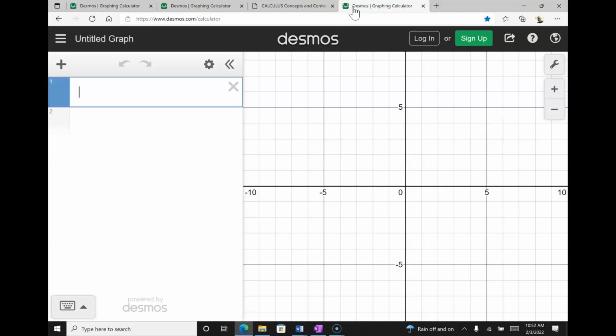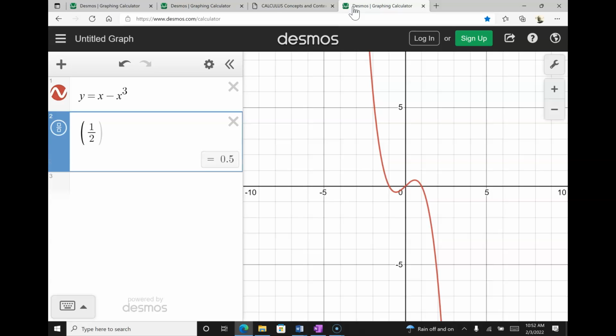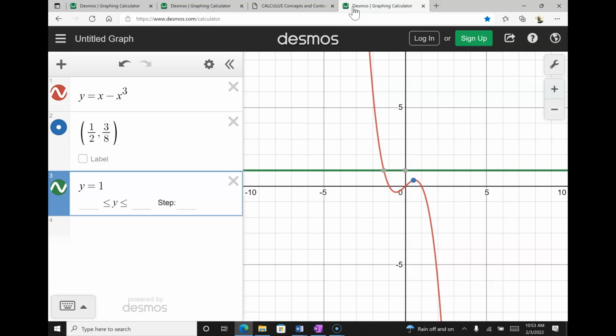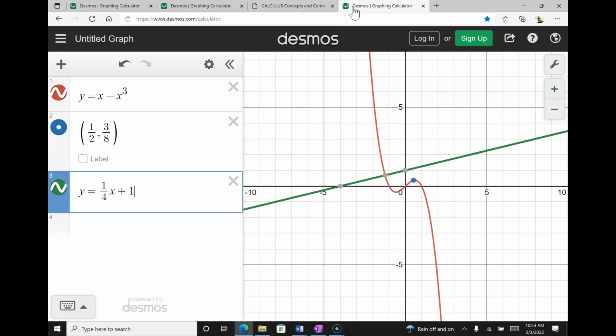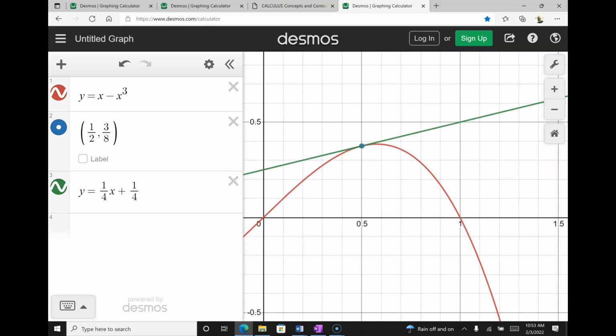So what did I have? I had y equals x minus x cubed, right? And I had the point 1/2, I forget already, help me, 1/2 comma what? 3/8? Nice. And my tangent line was y equals 1/4 x plus 1/4? Yeah. Boom. Look at that.